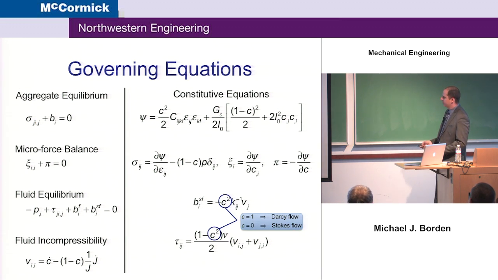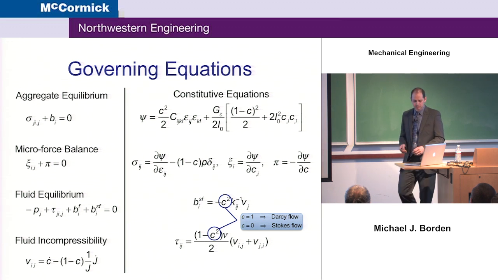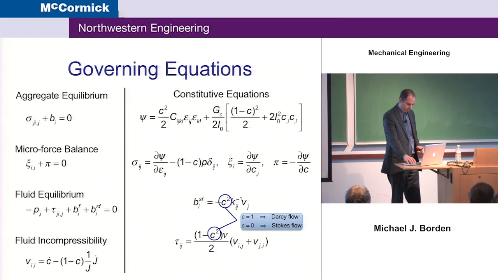And then we have a coupling or transition between Darcy flow and Stokes flow here, where the phase field comes into play. When the phase field is 0, our Darcy flow term goes away, and we have Stokes flow only. If the phase field is 1, then this term goes away, and we have only Darcy flow. And then there's a transition between the two, and it happens consistently.